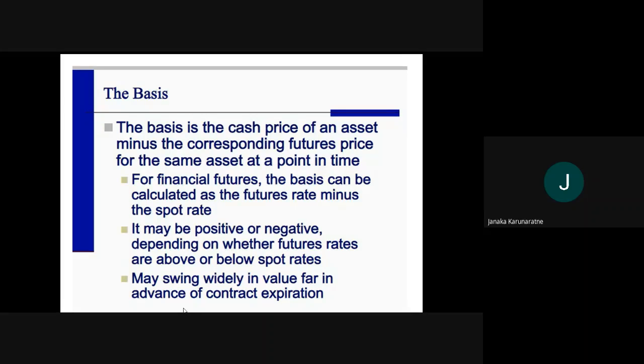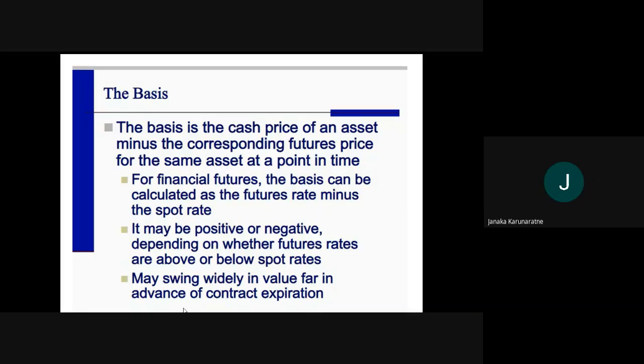So if you look at the futures rate and you know the cash rate or spot rate today, the difference between those two is also called the basis for financial futures. The basis may be positive or negative depending on whether the futures rates are above or below spot rates. Sometimes futures rates may be above the spot rate, depending on market sentiments and expectations, or below. So it may swing widely in value far in advance of the contract.